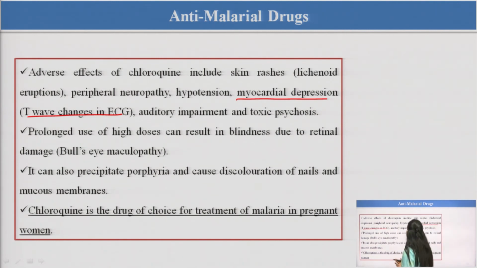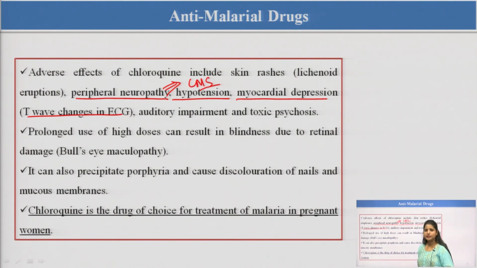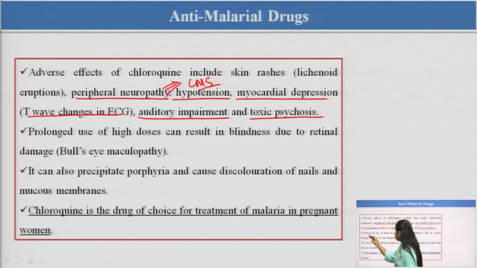Side effects: myocardial depression, hypotension due to vasodilation, and it is affecting the neurons. So, there will be peripheral neuropathy, and due to the peripheral neuropathy there will be CNS effects as well: hallucinations, confusional state, and auditory impairment. Toxic psychosis will also be there due to the peripheral neuropathy. Yes, it will be used for a prolonged time.